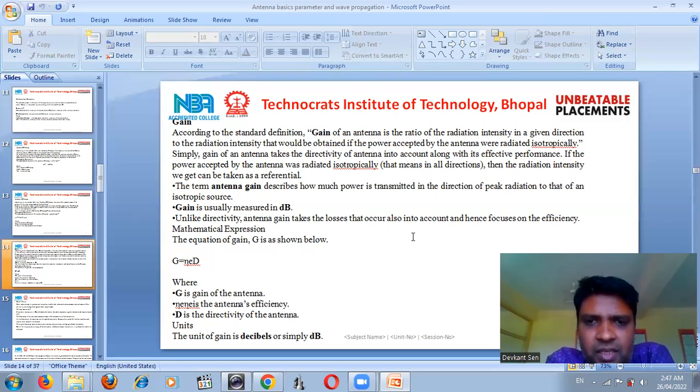The equation of gain can also be written as G is equal to eta into D, where D is the directivity of the antenna, G is equal to the gain of the antenna. The unit of gain is decibel.